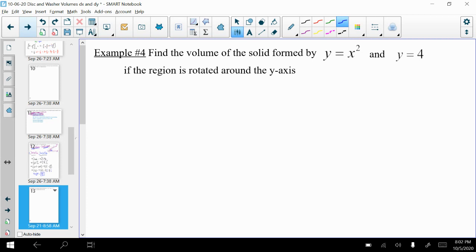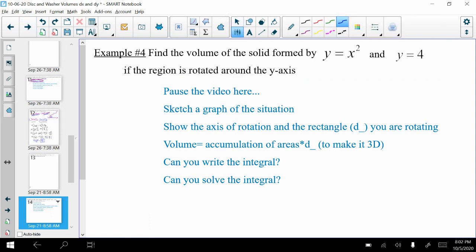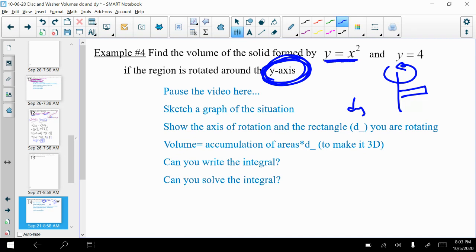So we have this one, solid formed by y equals x squared, y equals 4. This time we're rotating it around the y-axis. The fact that we're rotating it around the y-axis is probably a clue that we may need to use dy this time, right? Because we're rotating it this direction, so we need our little rectangles to stick out this way. So this is going to be our dy situation. Since we have it in a dy situation, we may need to solve this, okay? So take a minute, let's pause the video. Let's think about this and try it, and then we'll come back.